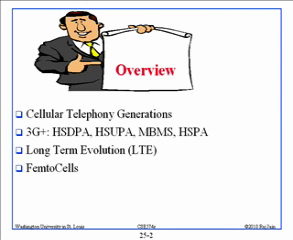And in this lecture we'll talk about generations again. We have already talked about generations before, but I have now updated the figure. And then we are going to talk about HSDPA, HSUPA, MBMS, HSPA, and we are moving on to LTE and FemtoCells. All right. The next lecture will be on 4G. So this is 3G plus.